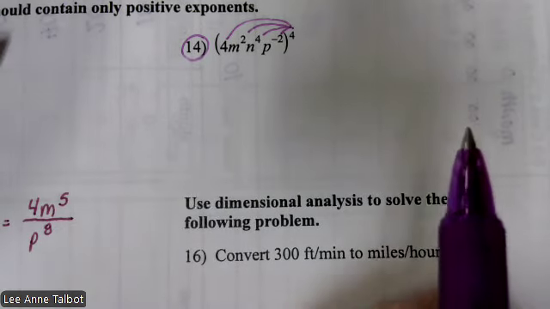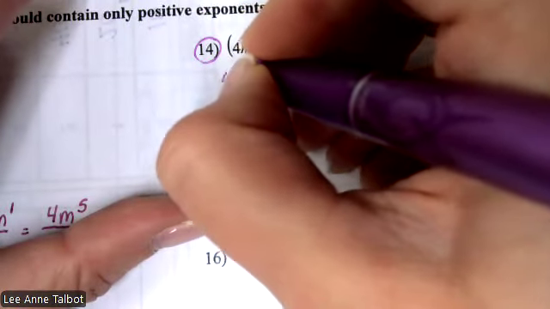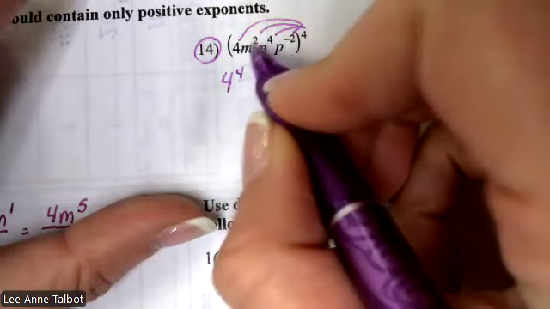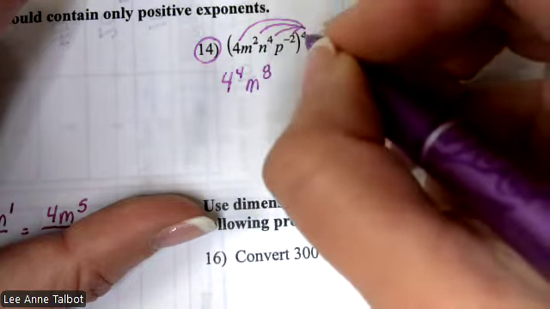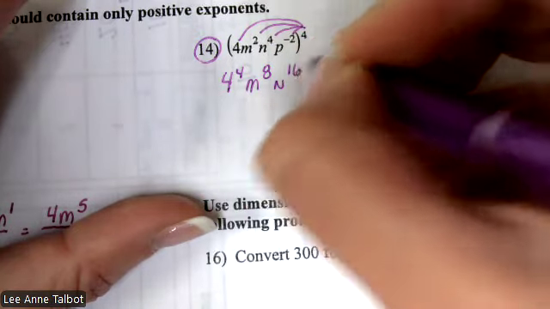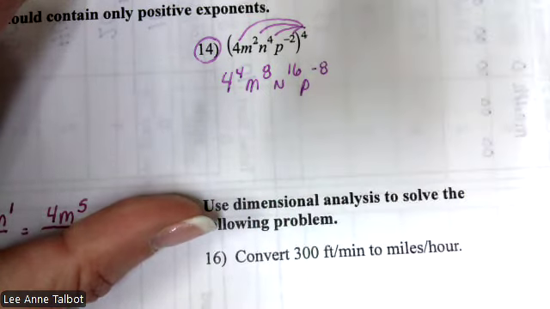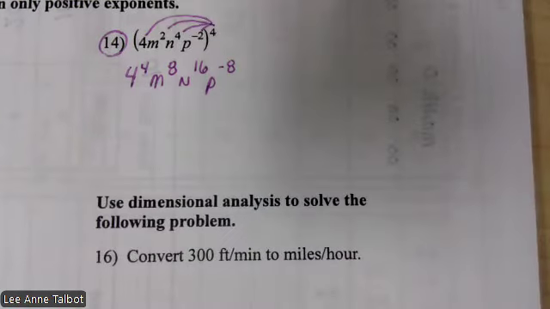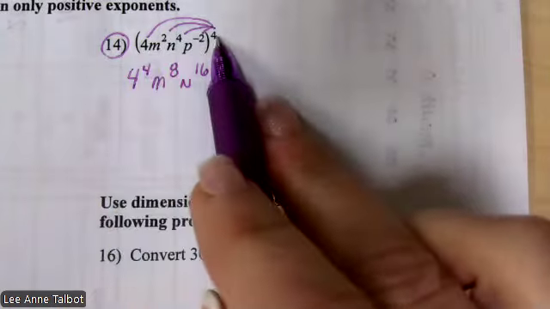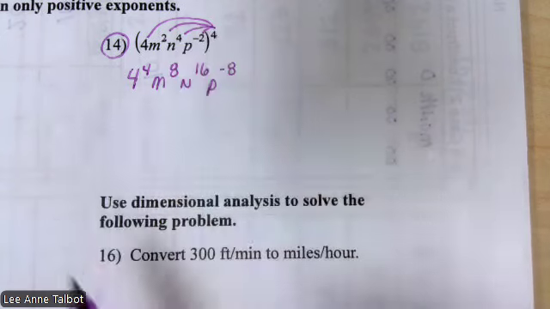The most missed thing on a problem like this is that people forget to take the number in front to the power also. So we can't forget to do that. That's 4 to the 4th. Okay, and then 2 times 4 is 8. 4 times 4 is 16. Negative 2 times 4 is negative 8. So 4 to the 4th, 2 times 4, 4 times 4, negative 2 times 4.